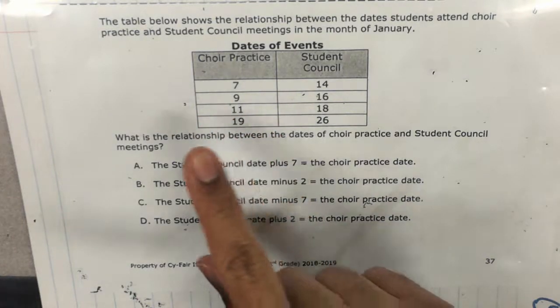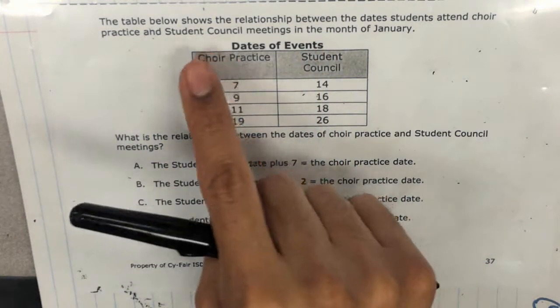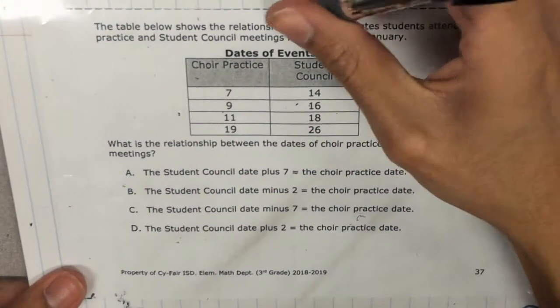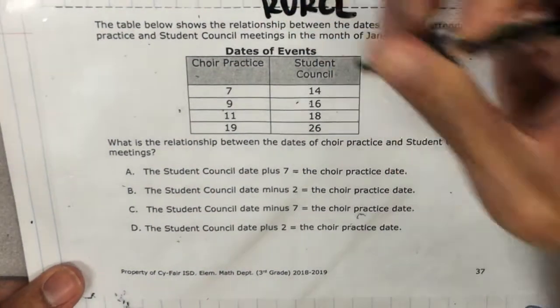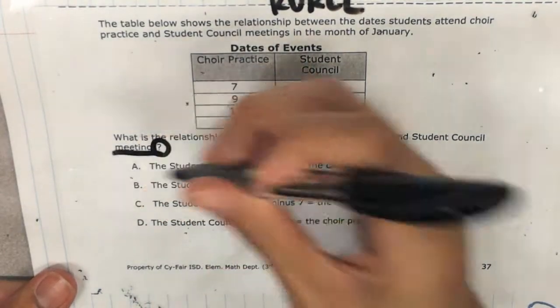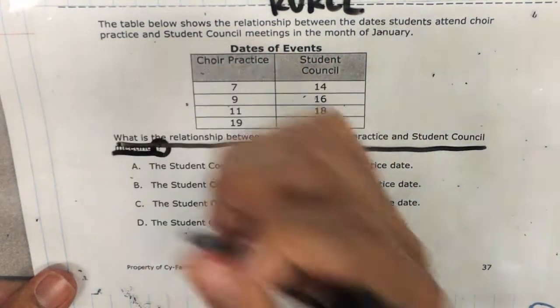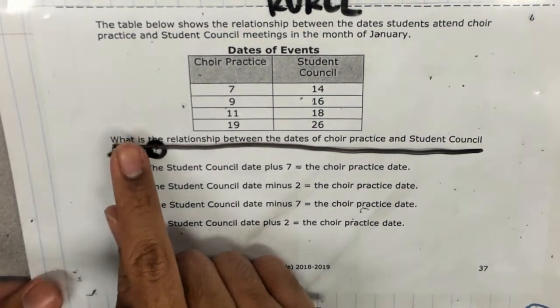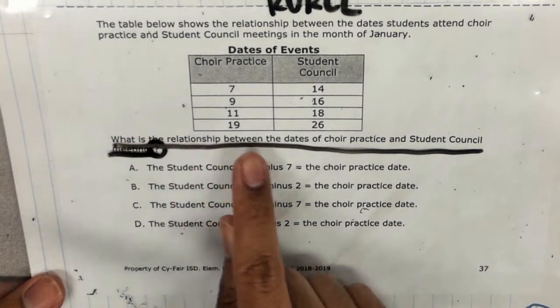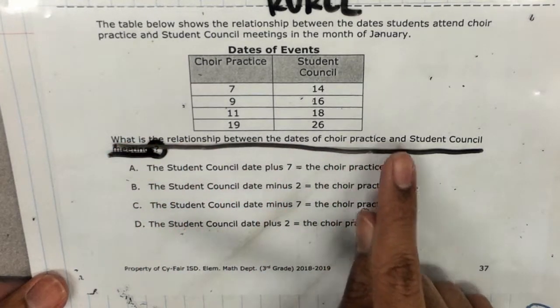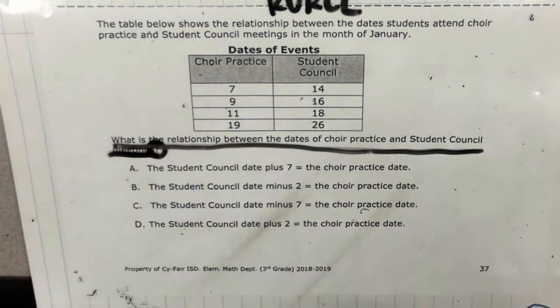We're looking at the question that has the table with one of the titles being choir practice. Go ahead and write, are you reading closely and looking? And let's circle the question mark and go back to the beginning of the sentence. Put your finger on what? It says, what is the relationship between the dates of choir practice and student council meetings?